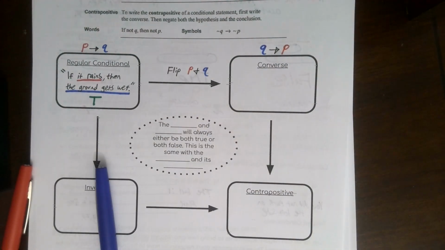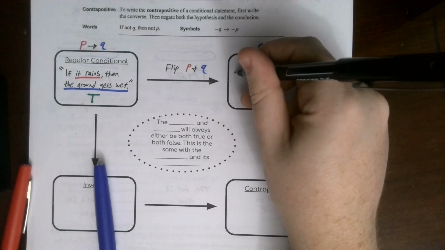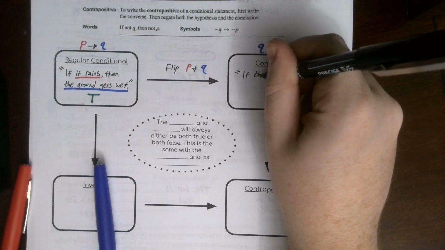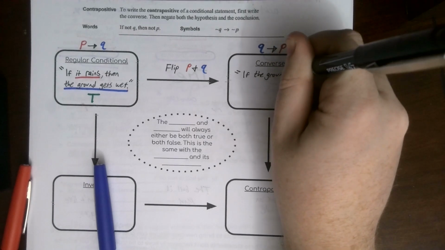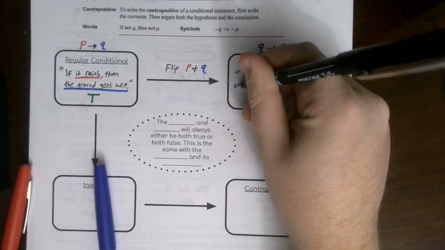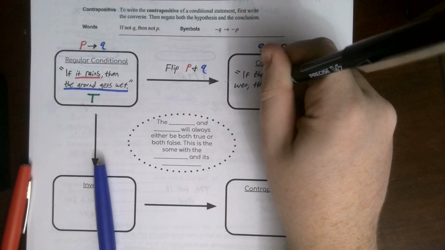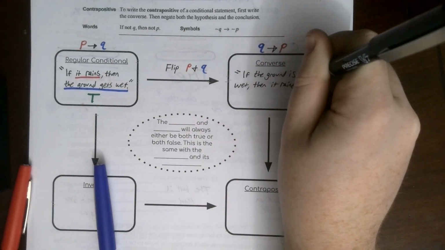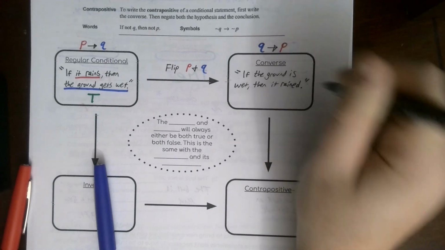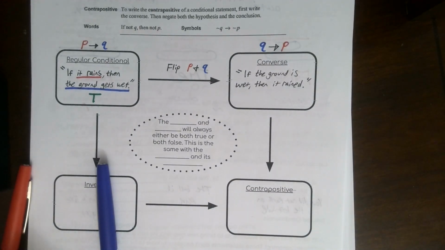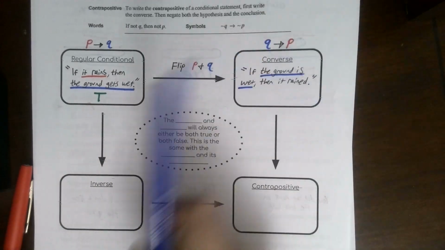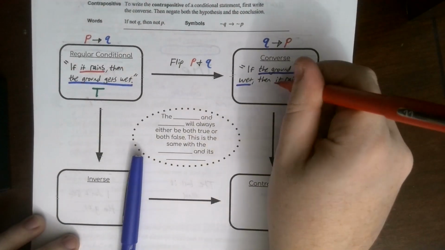What would the converse look like? Well, the converse of the statement would be: if the ground is wet, then it rained. Again, I did change the tense of the words, but the meaning is still the same. If the ground is wet, then it rained.